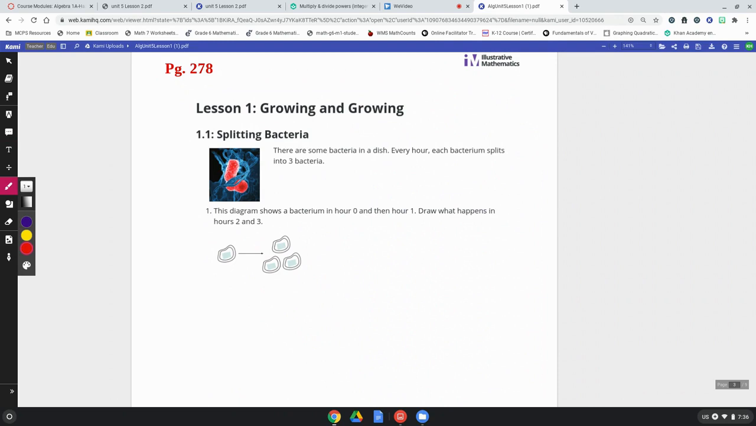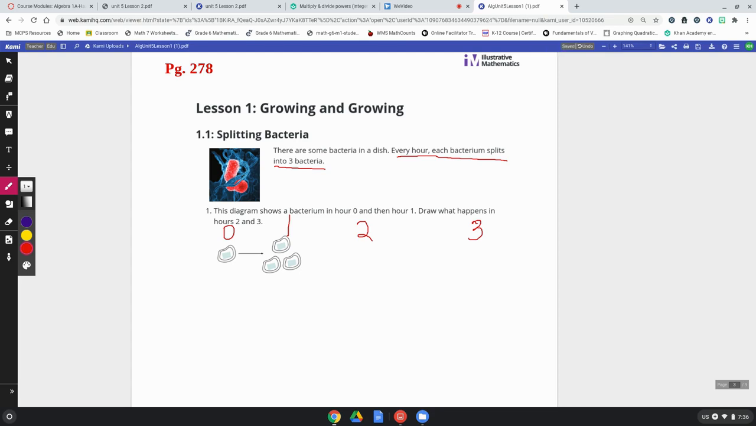It says there's some bacteria in a dish. Every hour, each bacterium splits into 3. This diagram shows the bacterium in hour 0, then 1 hour. Draw what happens in hours 2 and 3.